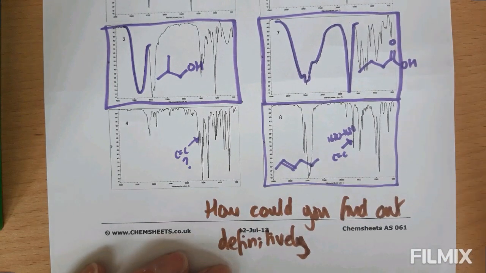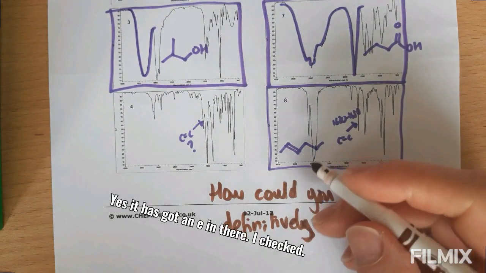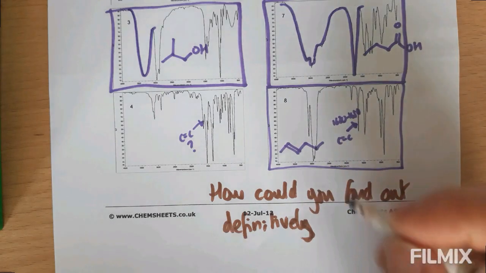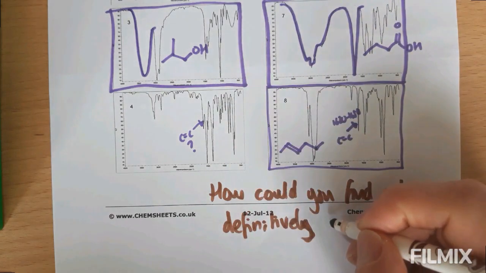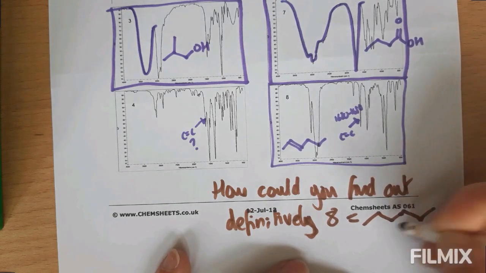Should have chosen a word I could spell. Definitively. Has it got an E in there? Oh, I don't think it has. How could you find out definitively that 8 equals that?